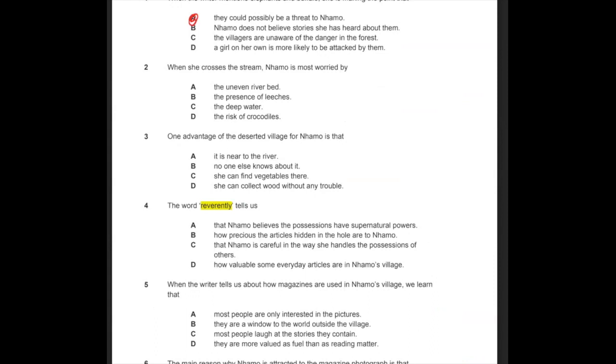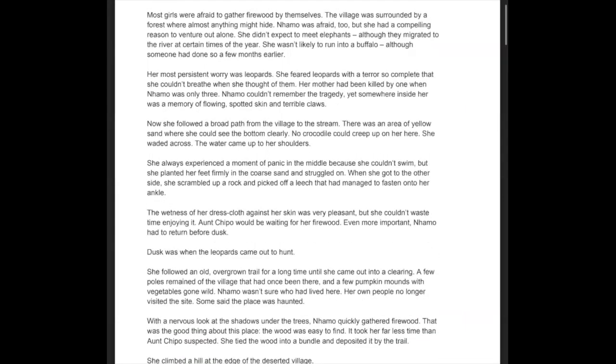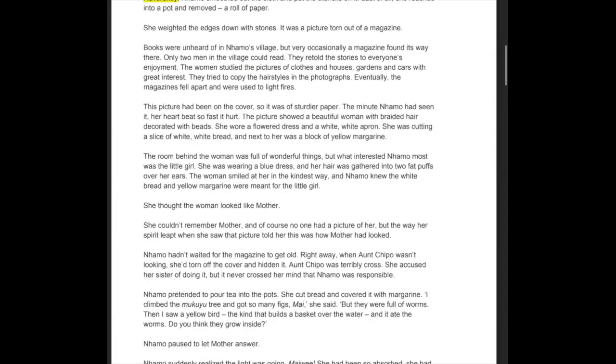This is the best answer because even though at the beginning it says that she's not all that concerned about the elephants and buffaloes, she's much more concerned about the leopards, it still doesn't say that she doesn't care about them or she doesn't fear them at all, right? It says that she didn't expect to meet the elephants. She wasn't likely to run into a buffalo, but these are things that could still happen. And in fact, it did happen to someone else just a few months ago. So even though it's not the biggest threat, it is still something that she should be concerned about. It could possibly be a threat, which is why the answer was A.